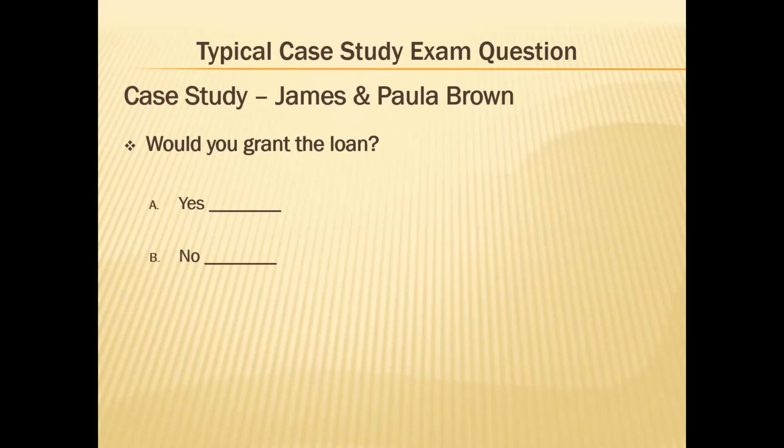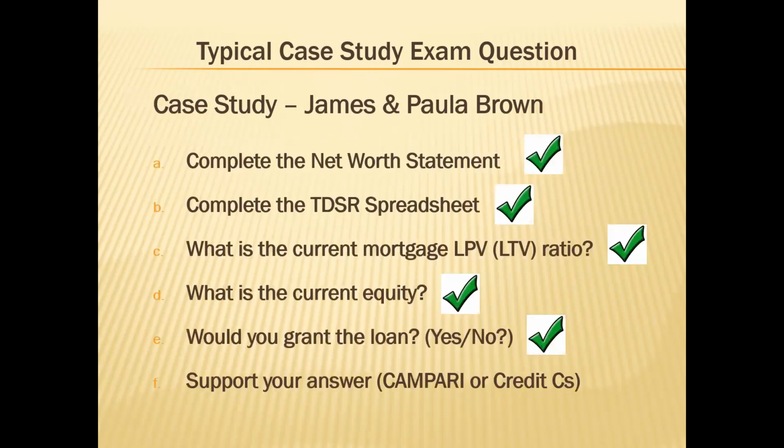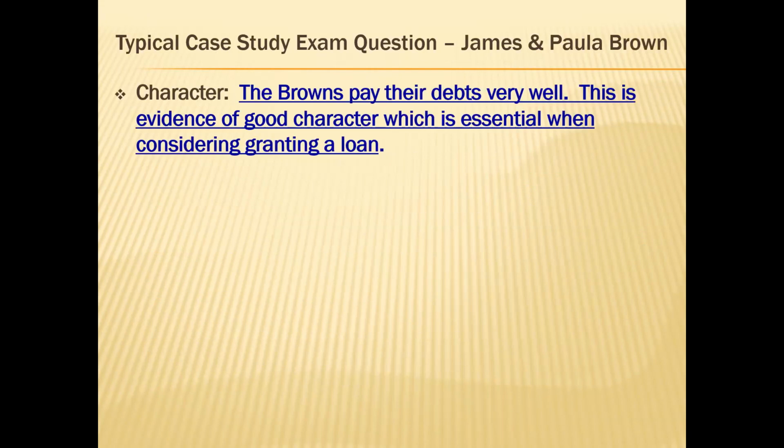So, if we're looking at some support for our answer, starting with character: the Browns pay their debts well. We're told that in the write-up. The Browns pay their debts very well. This is evidence of good character, which is essential when considering granting the loan.